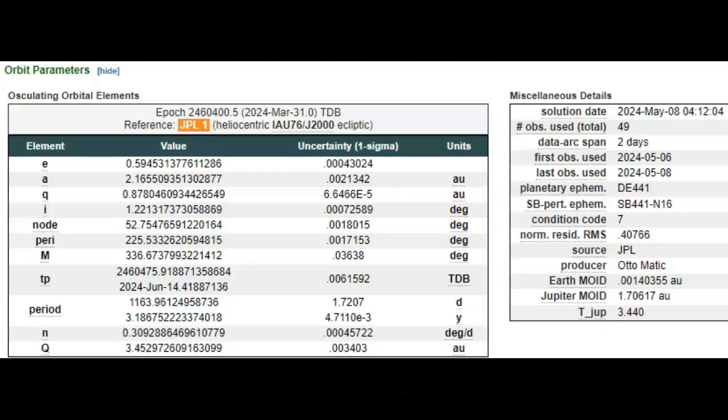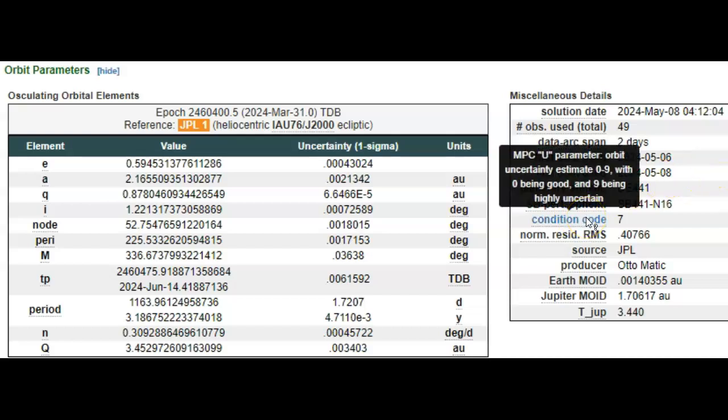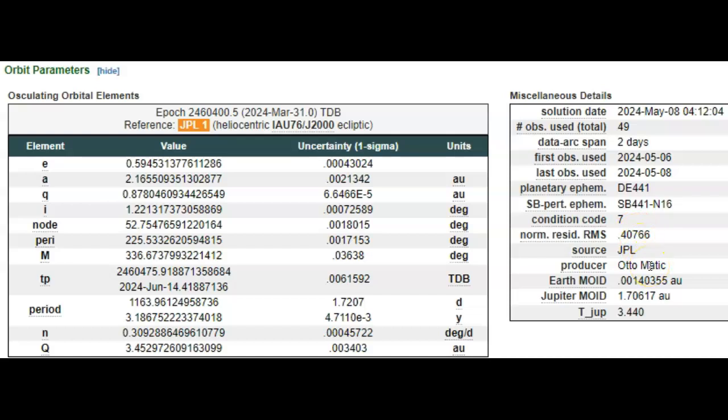All right, taking a look at the data here, we see that the solution date was today, May 8th, 49 total observations. They say they first saw it on the 6th of May, and they actually last observed it today on the 8th. The condition code is still very high, a 7, 0 being they know exactly where the rock is headed, 9 being they're highly uncertain of where it's heading. This, of course, was found or seen by Automatic, our AI software. And we're going to look at how close of a call they believe it is, but again, the condition code here is 7. Solution date today.